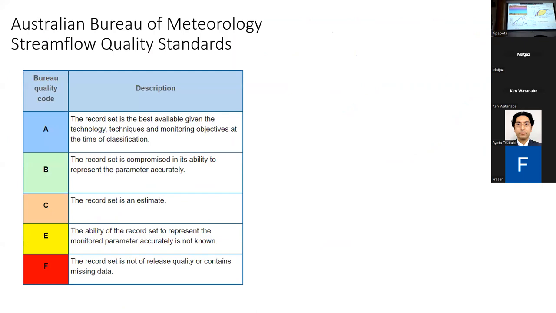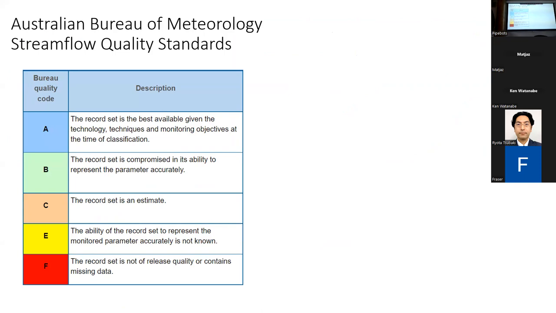When you've got this automated system, it's just analyzing the videos and working out what's going on. Since we're in Australia, the Bureau of Meteorology has streamflow data quality standards.